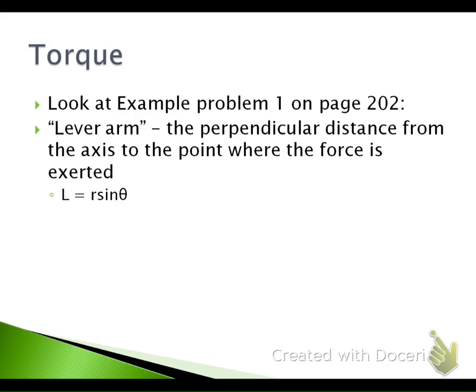L is what we call the lever arm. It's the perpendicular distance from the axis point to where the force is exerted. So if it says to solve for the lever arm, it's this term right here, r sine theta. And really, r sine theta we can plug into our torque equation, which would just say torque equals F times L, if you wanted to do it that way. Anyway, if it asks you to solve for lever arm, you're just going to solve for the term r sine theta. And remember, theta is the angle between the radius and the force that's being applied.